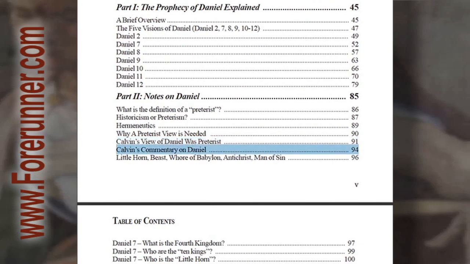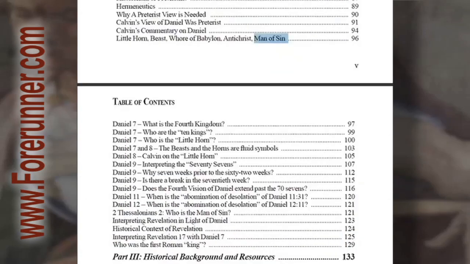I have a little discussion here on Calvin's commentary on Daniel. And then the big questions about eschatology that people always ask from the preterist point of view. Who is the little horn in Daniel? Who's the beast of Revelation? Who's the whore of Babylon in Revelation? Who's the Antichrist in 1st and 2nd John? And then who is the man of sin in 2 Thessalonians 2?